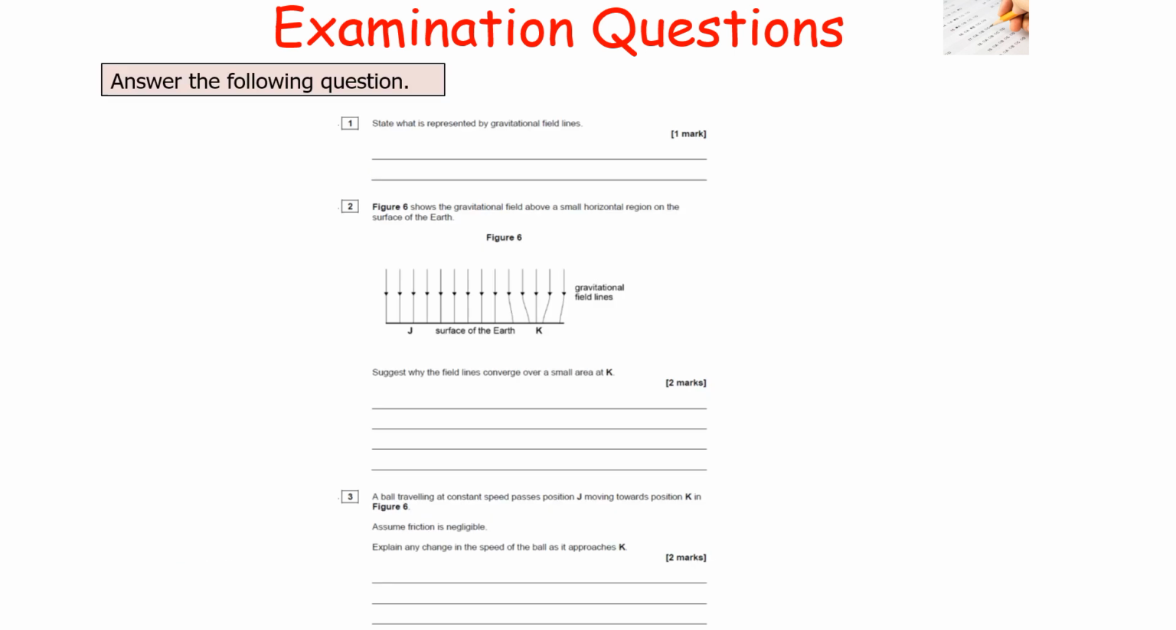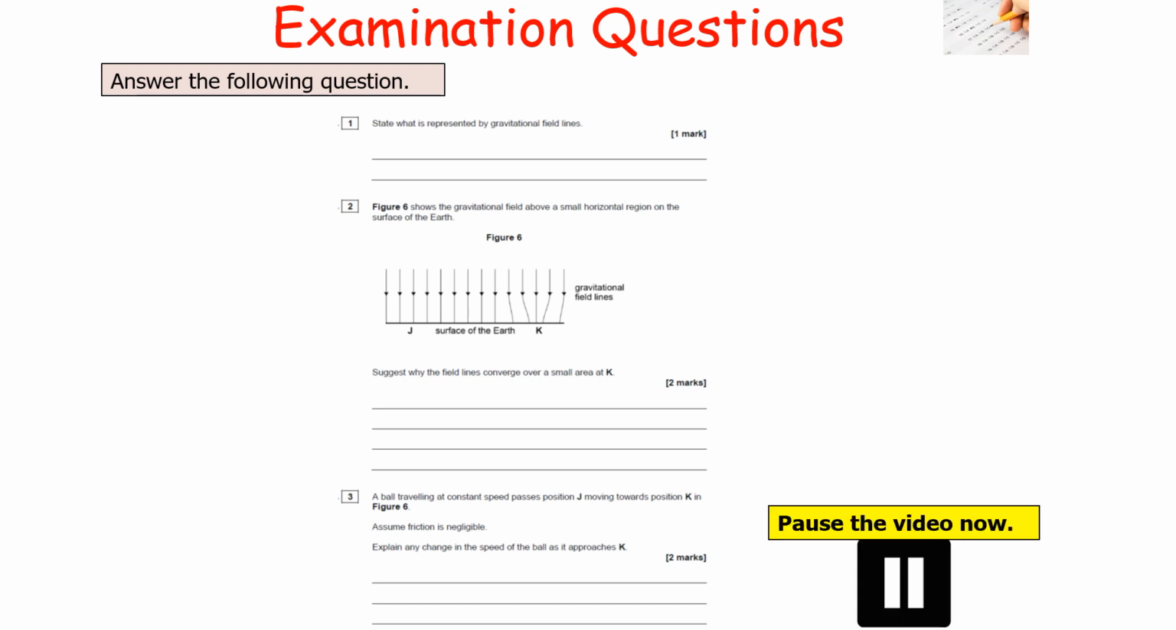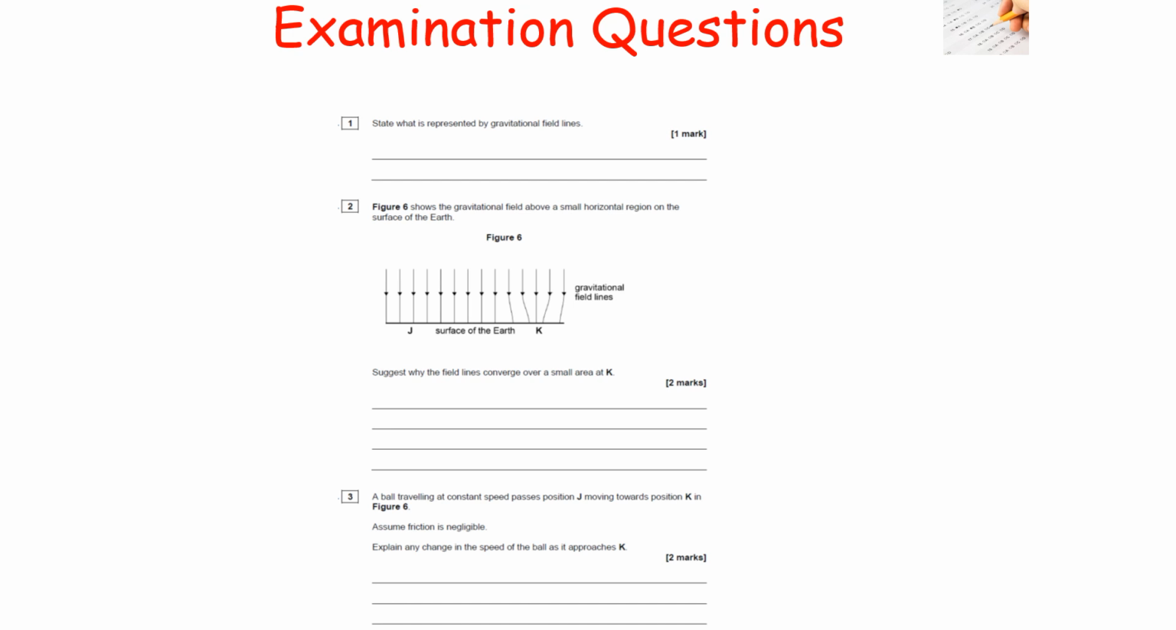The next question says, state what's represented by gravitational field lines. Then figure 6 shows the gravitational field above a small horizontal region on the surface of the Earth. Explain why the lines converge over a small area at K. Then a ball traveling at a constant speed passes position J, moving towards position K in the figure. Explain any changes in speed of the ball as it approaches K. So pause the video now, then unpause the video when you want to go through your answer. Right, so the first one, again, is just a fact you've got to learn.